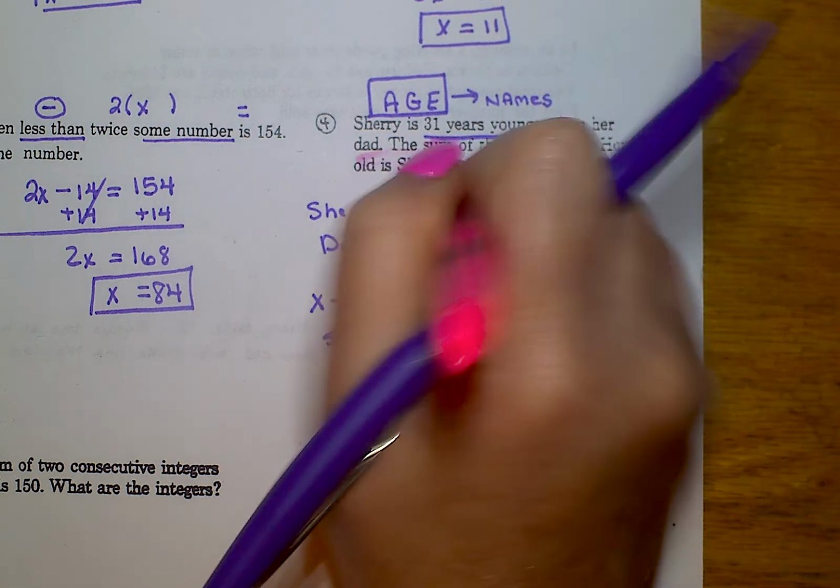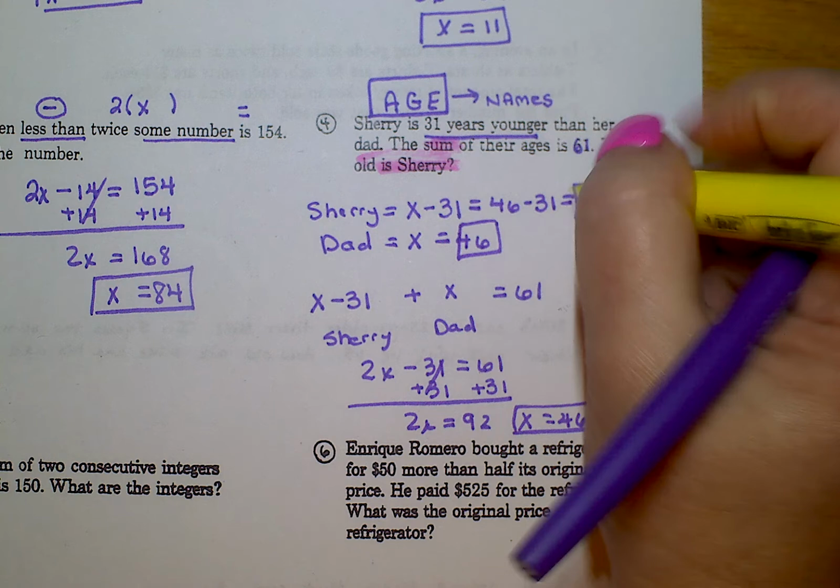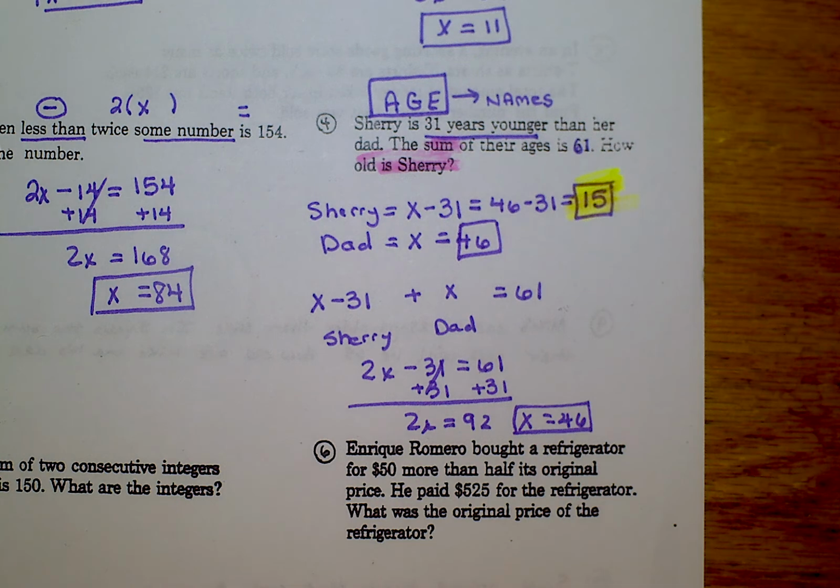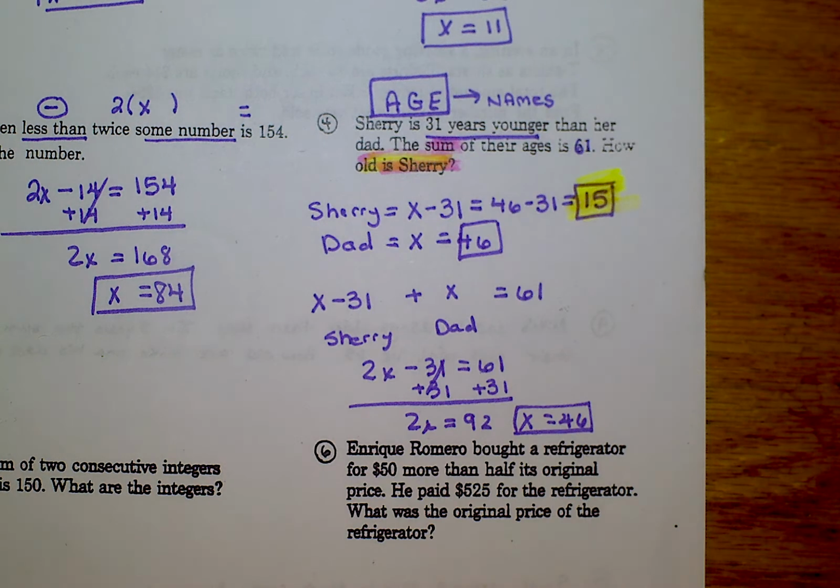So the question is, how old is Sherry? So you want to make sure you read the question to make sure you're answering it. So we only put 15 years old because that was the age that we were looking for because it asked for Sherry's age.